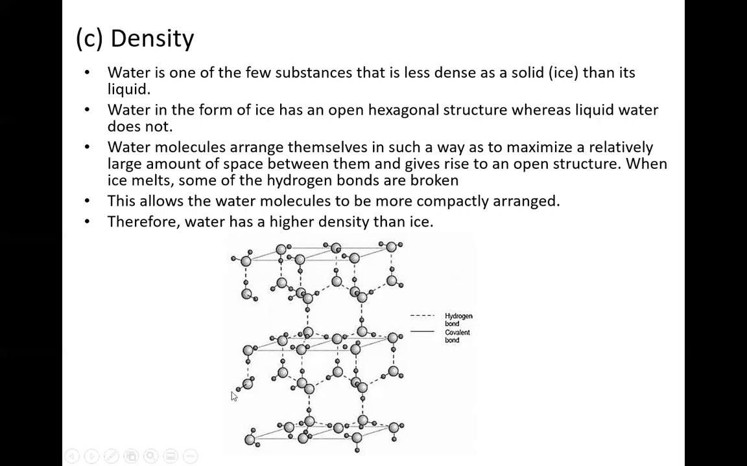So when you have ice, in the form of a solid, the water molecules here are not moving and it has an open hexagonal structure. When it has an open hexagonal structure, the volume will increase. Density is equal to mass over volume. So when the volume is increased but the mass is still the same, the density becomes lower. So that is why the density of ice is lower compared to the density of water.